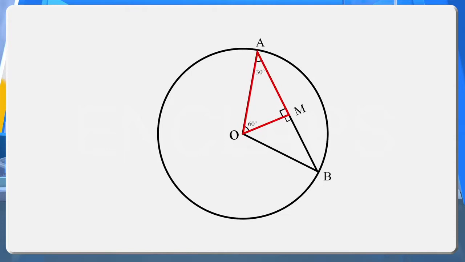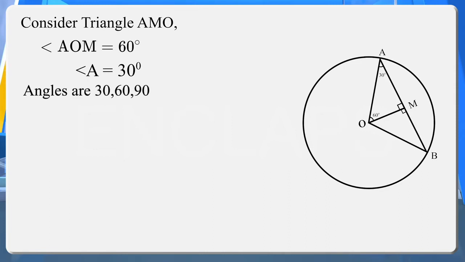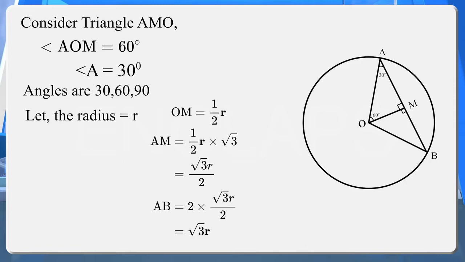For that, consider the right triangle AMO. In this triangle, angle AOM equals 60 and angle A equals 30. Thus, the angles are 30, 60 and 90. So, if we take the radius as r, then the perpendicular or height is 1 by 2r.